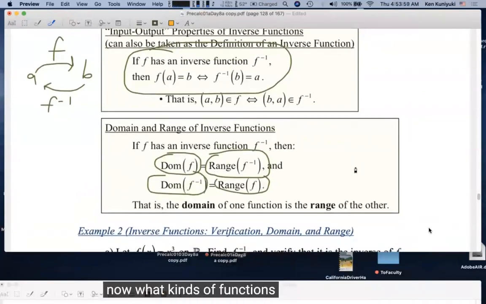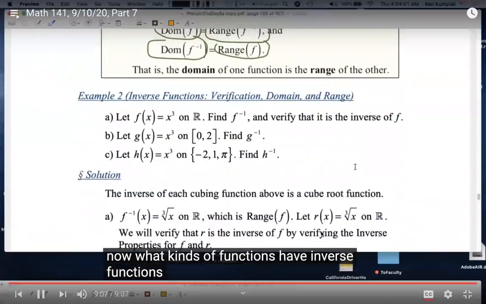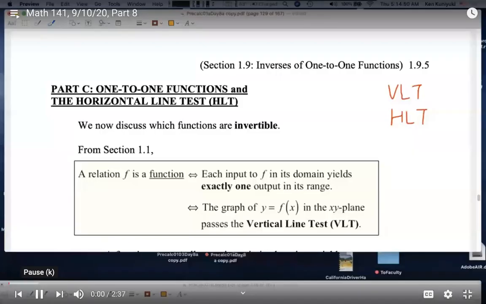Now, what kinds of functions have inverse functions? Any questions so far? The idea of F and F inverse undoing each other.